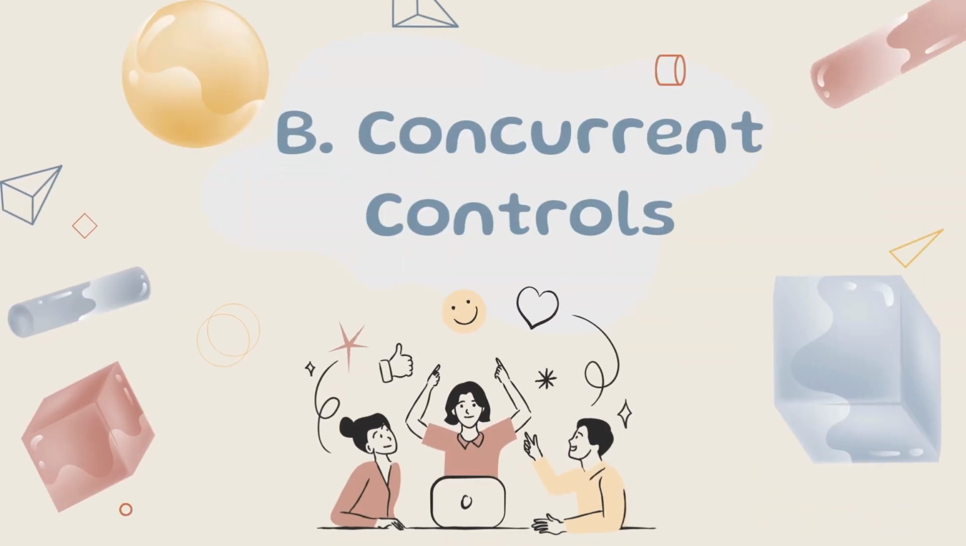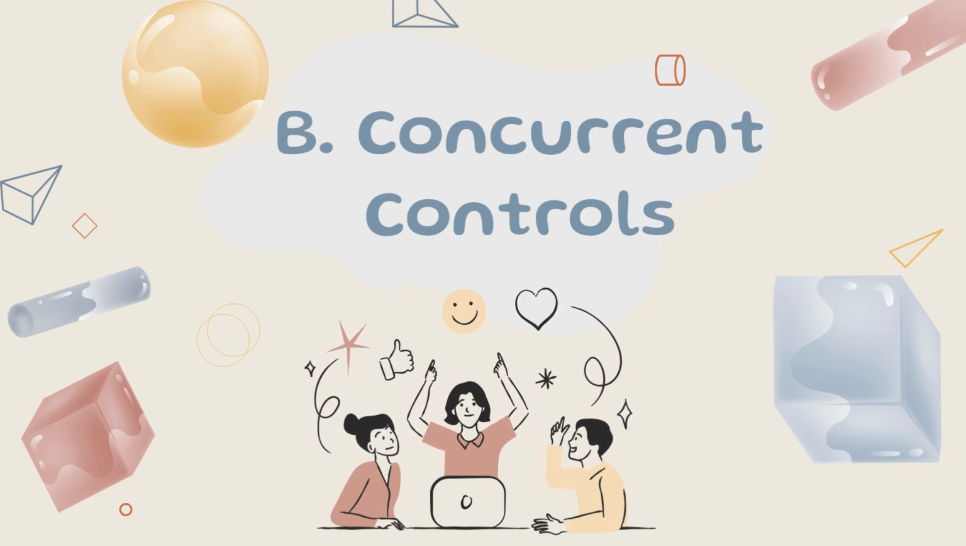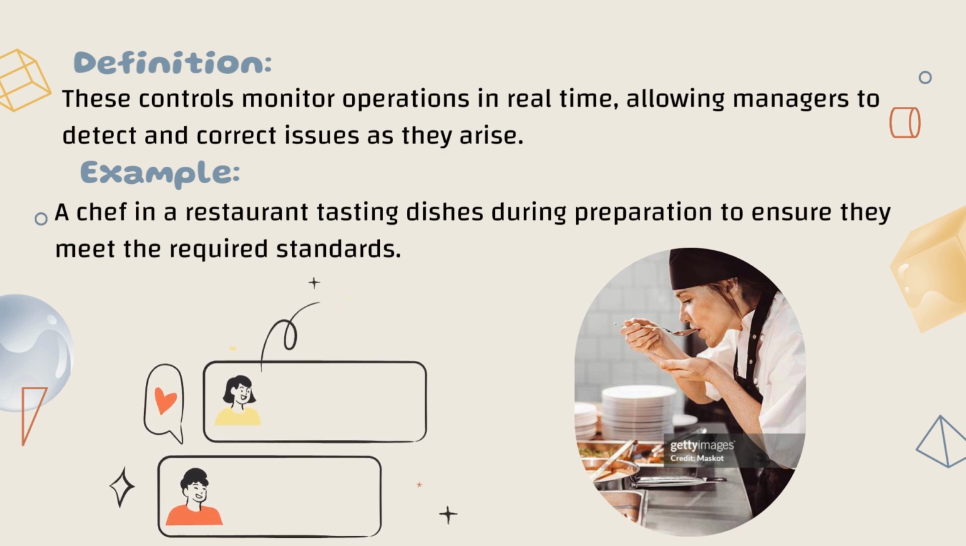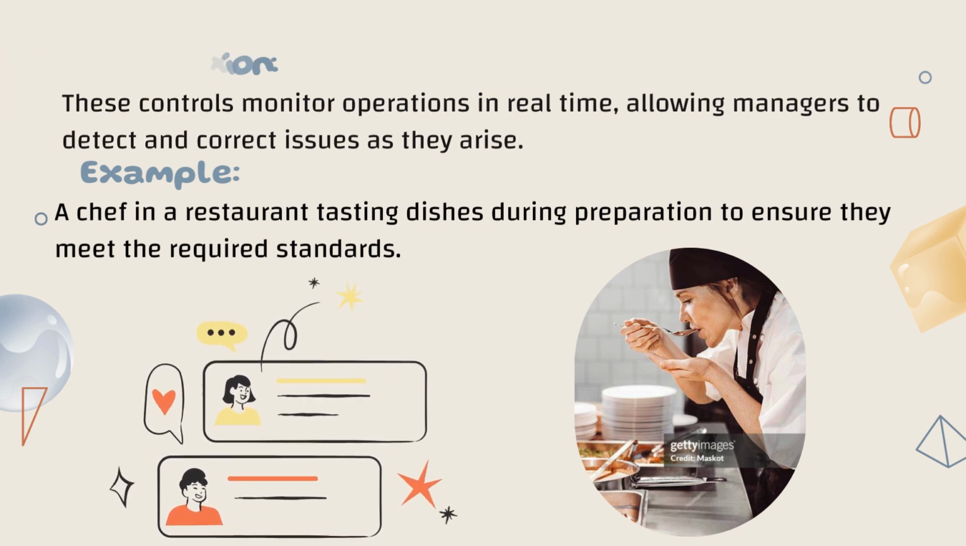Next, let's explore how concurrent control helps manage operation in real time. Definition: this control monitors operations in real time, allowing managers to detect and correct issues as they arise. Example: a chef in a restaurant tasting dishes during preparation to ensure they meet the required standards.